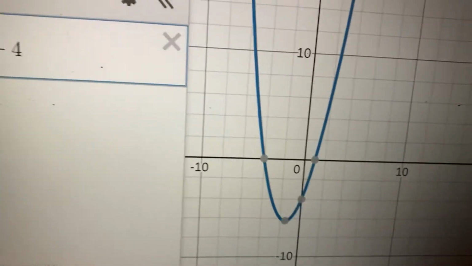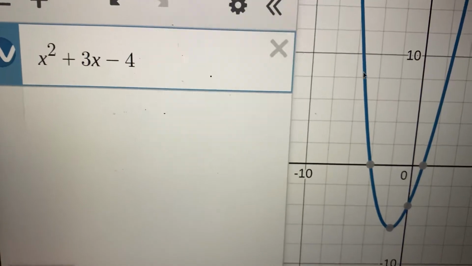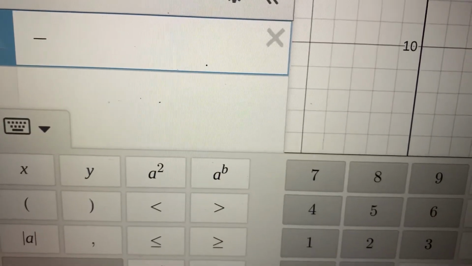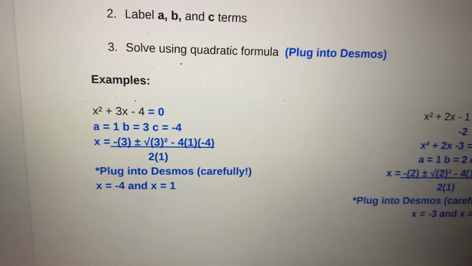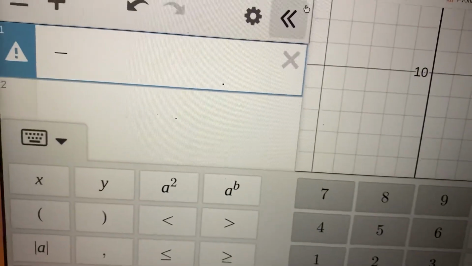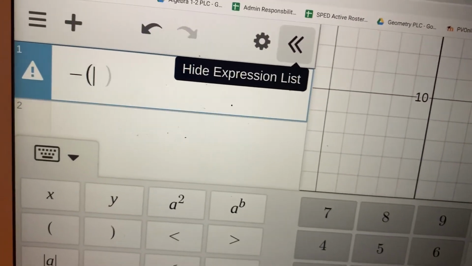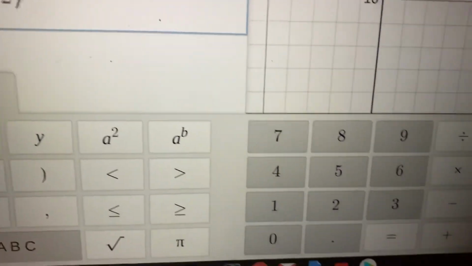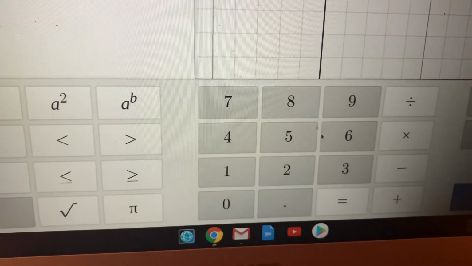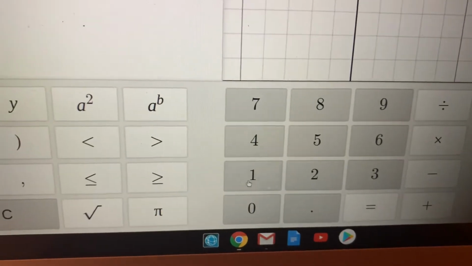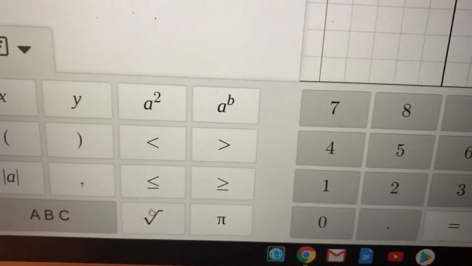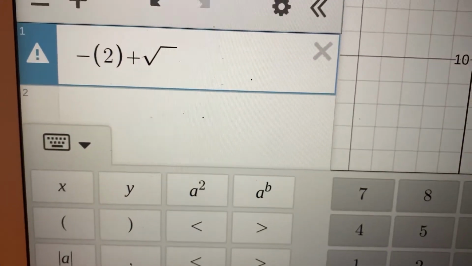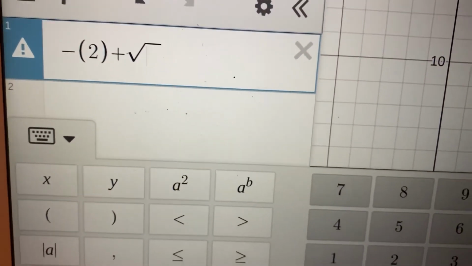So we have negative 2 in parentheses, and then it says plus or minus. Remember, we can't do that button, so we're going to just start with plus. The square root, so we do the check mark. 2 squared, so we put 2 in parentheses.